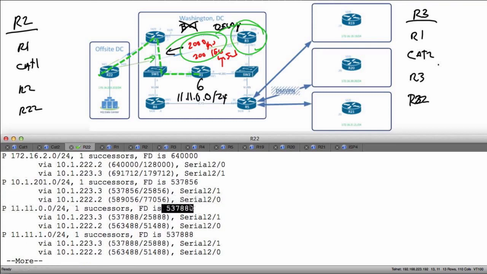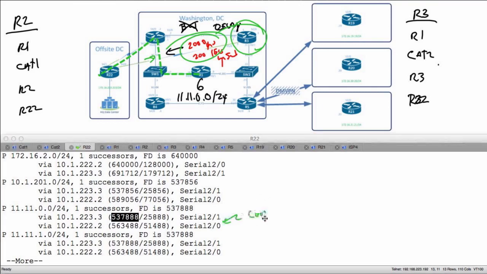I have a feasible distance, which is going to be the metric of that prefix, 537.888, which is this link right here through serial 2/1. The link through serial 2/0 is still in the topology table, but it's not being installed in the routing table. It's not installed because this metric is higher than this metric, but it's placed in the topology table because its advertised distance is less than the feasible distance of the best route. So I know that this route right here is loop free.